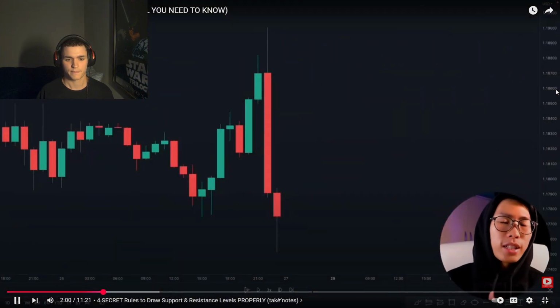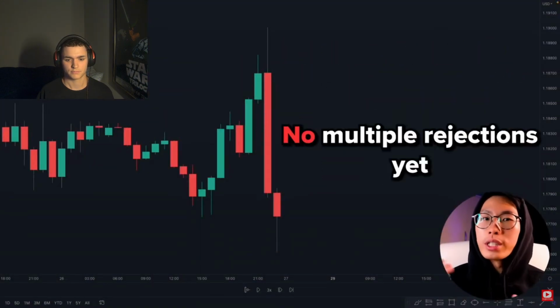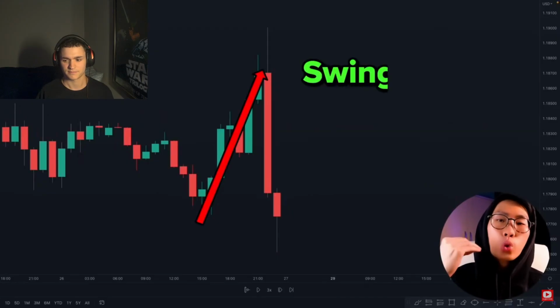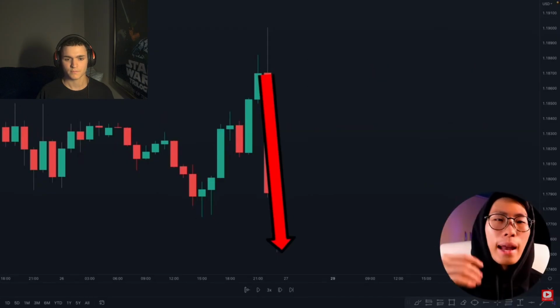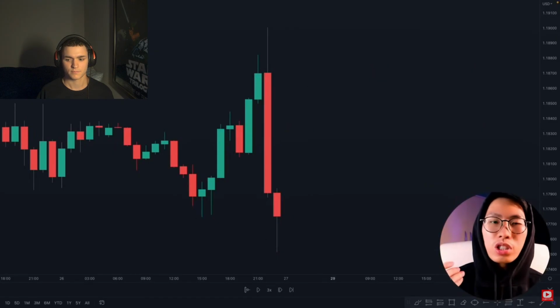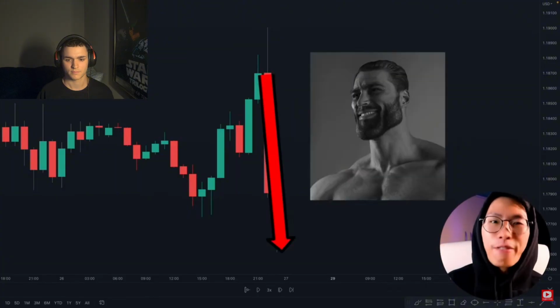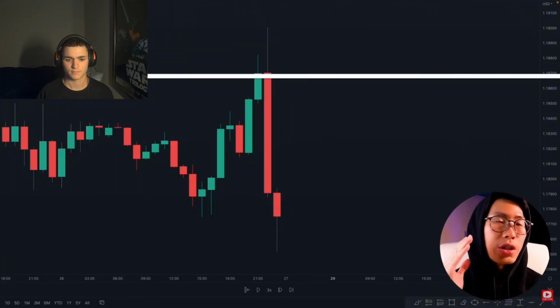In this example, you can see that price has not formed multiple rejections yet, but it has formed a swing high and moved away from it. And when it moves away and reverses back down, it doesn't just move a tiny bit, it moves significantly. So what you can do is draw a resistance level right here.